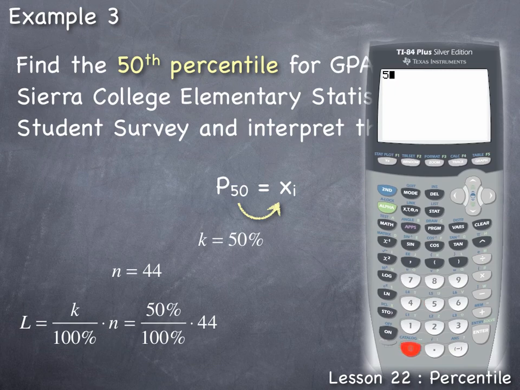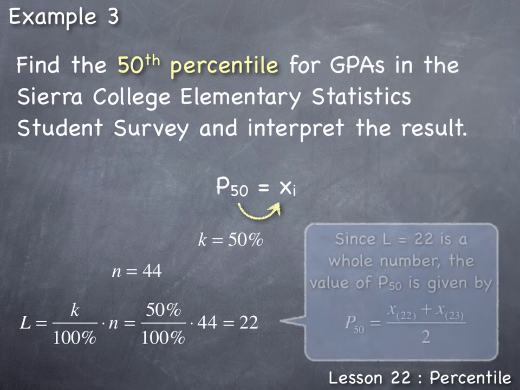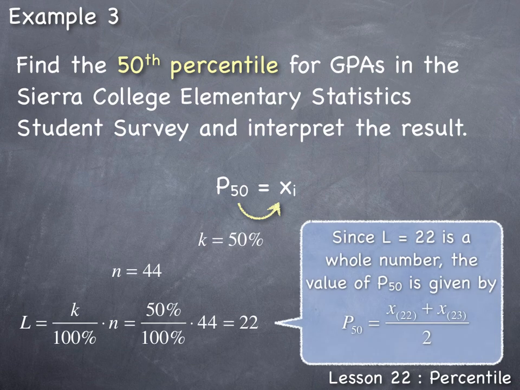So 50 divided by 100 times 44, enter, equals 22. So L equals 22. Well, since L equals 22 is a whole number, the value of the 50th percentile in this example is given by the midpoint between the 22nd GPA and the next larger, the 23rd GPA, in the sorted list of data.